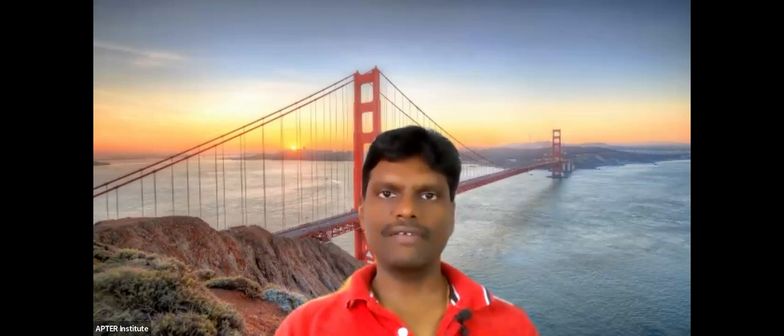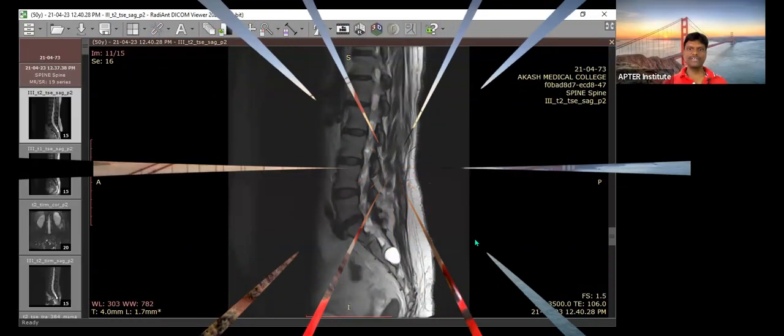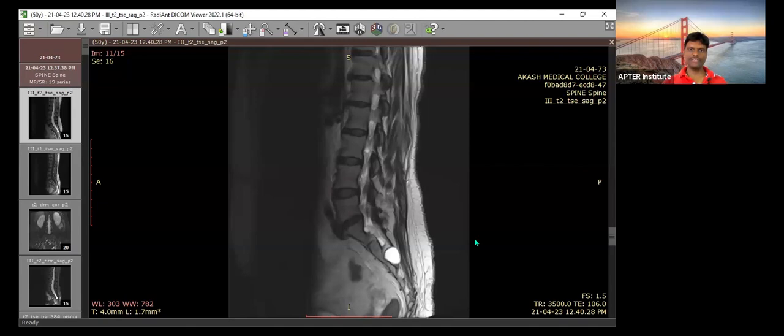So I thought I will discuss the MRI with you first, and then I will try to clinically correlate whether her symptoms are correlating with her MRI findings. So let me share my screen now. She is a 50-year-old active lady. She has been having this pain for the past couple of years.